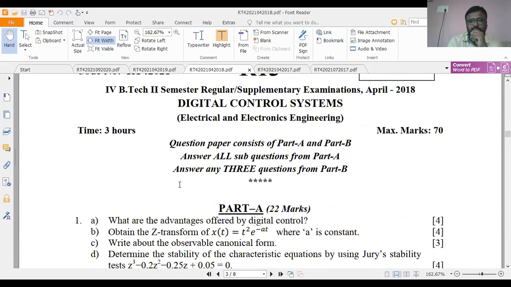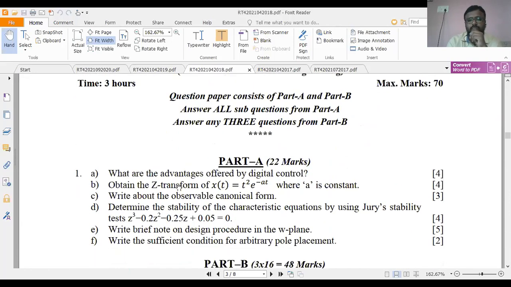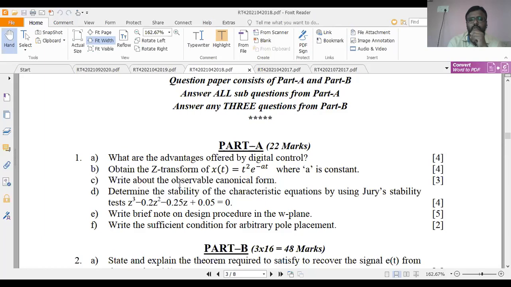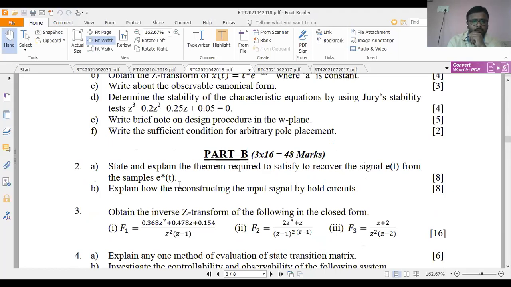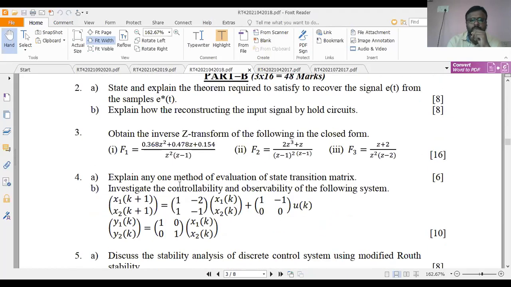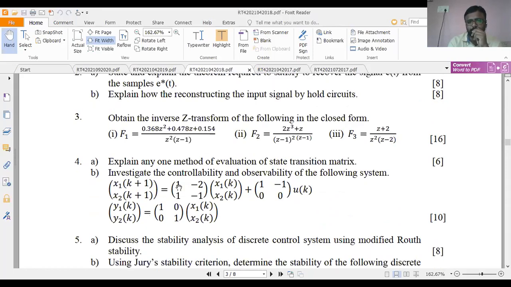So coming for the next set, obtain the Z transform of x(t) = t square into e power minus at. T square into e power minus at. So next one, obtain the Z transform of the following in the closed form. That means F1(z), F2(z), and F3(z). Inverse Z transform has to be found out. You can use any kind of method for determination of these kinds of problems.